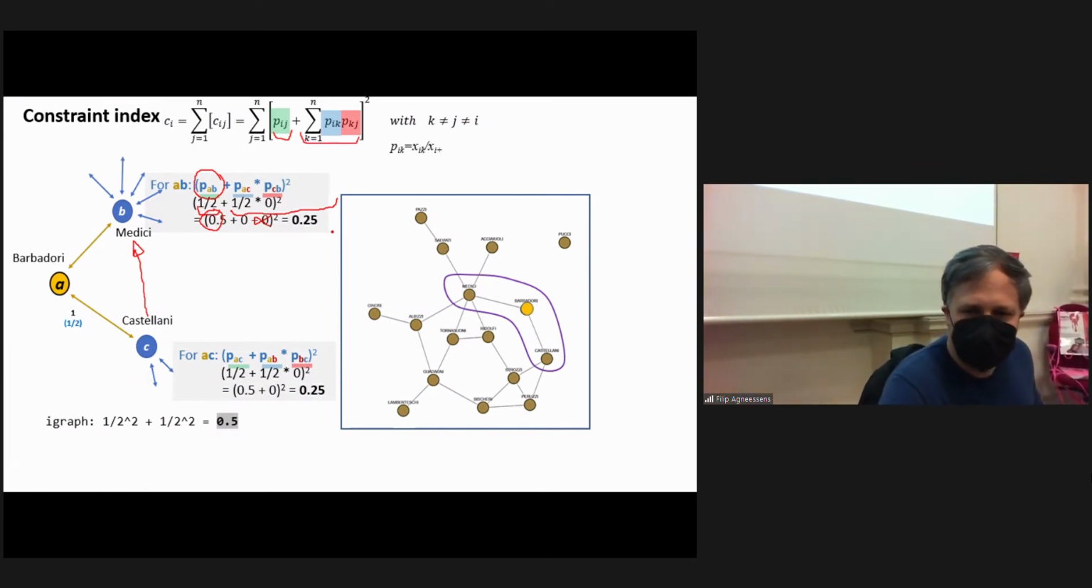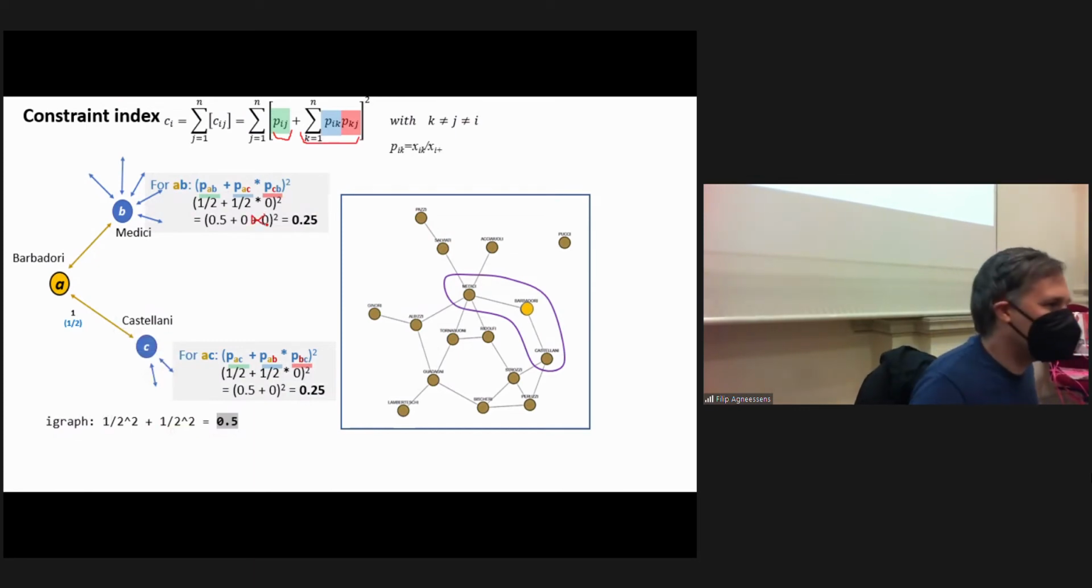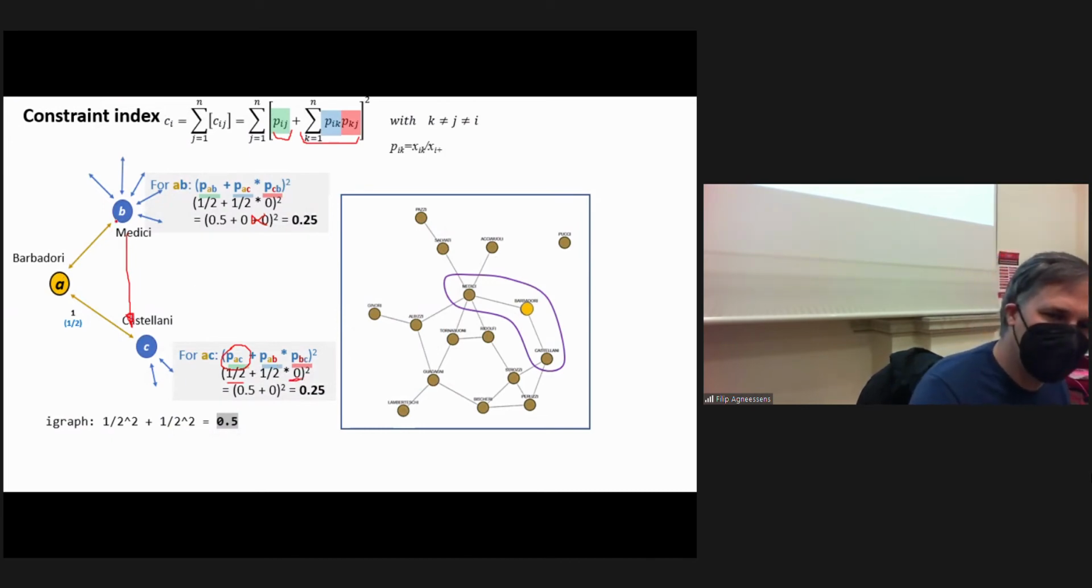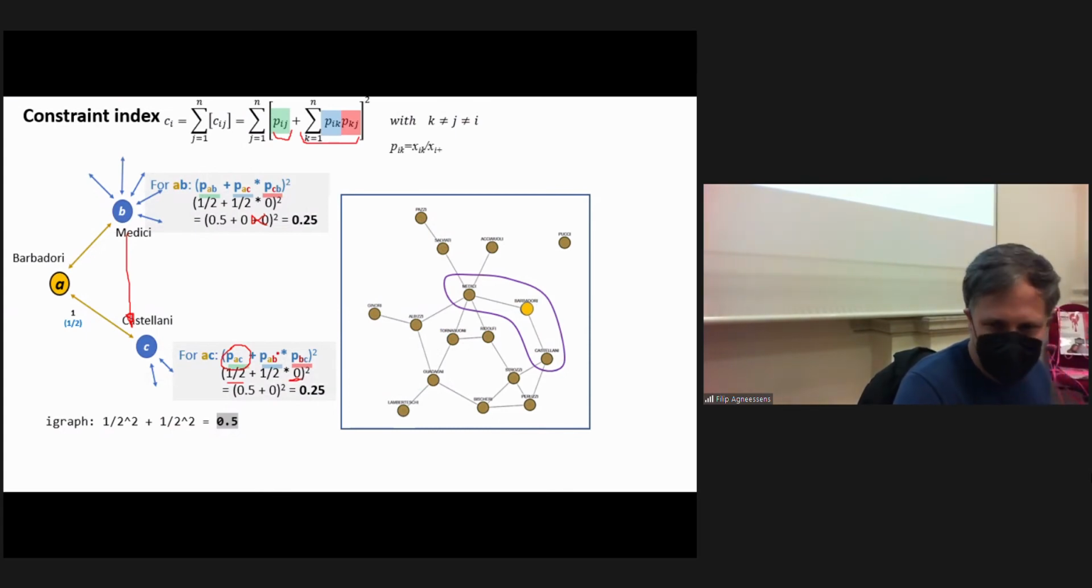Okay. So there's no tie here, so I'm going to use a comma. But yeah, there is something here. There shouldn't be at second 0 because there's just one other term. So now I can do the same for the Castellani. So the Castellani, 50% of the Barbadori's time is spent on C. That's a constraint I have to take into account. But then there's no indirect way of getting information about C from others. So that's 0, even though the Barbadori spend 50% of time with Medici. Is that okay? So we get this part, right?